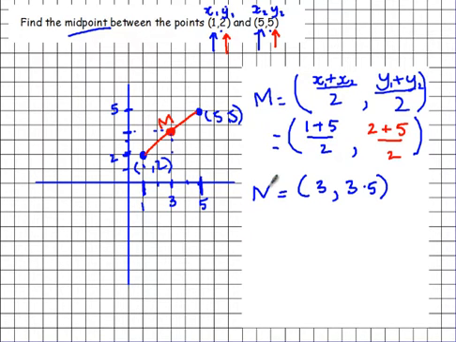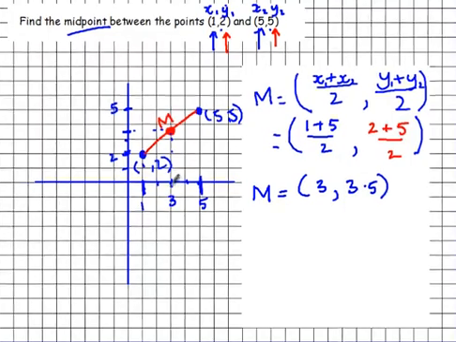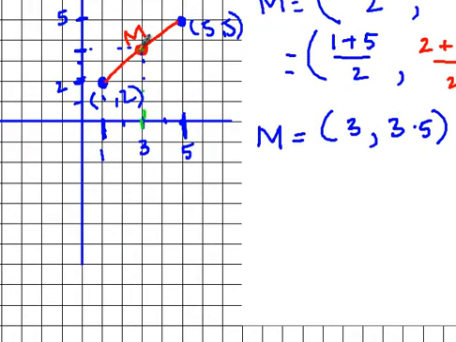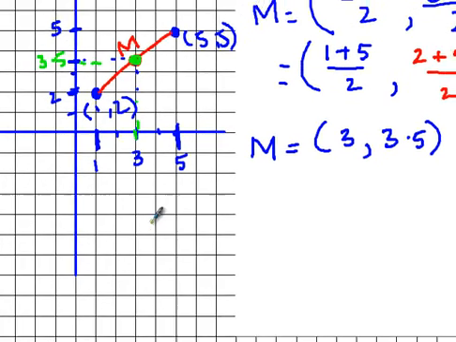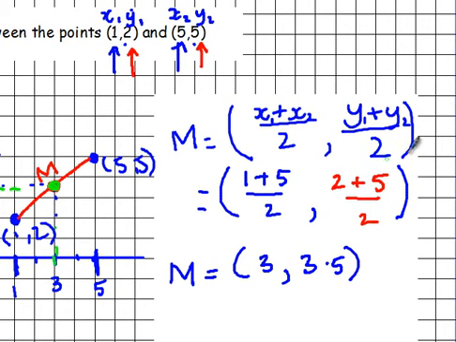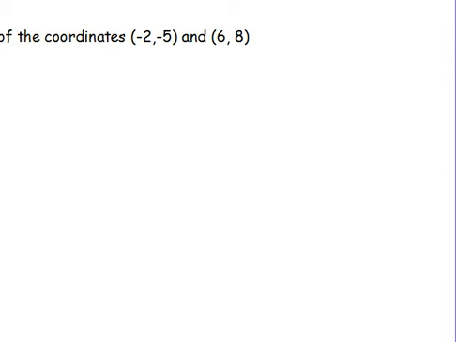So the midpoint, which is the point in the middle, is 3, 3.5, which is pretty much what we expected anyway. 3, 3.5 here is our midpoint. Pretty simple. Let's try another example. Calculate the midpoint between these two coordinates.